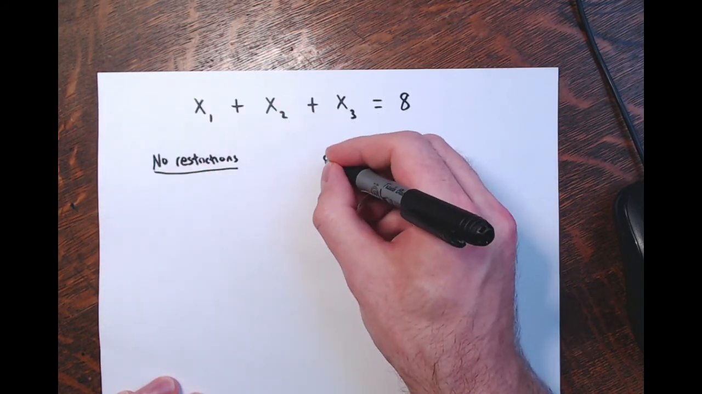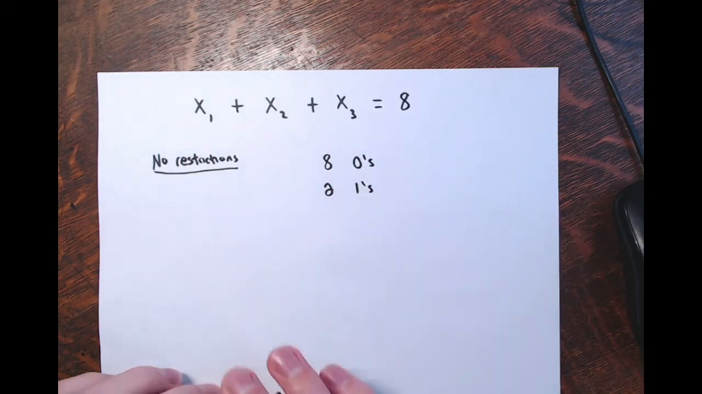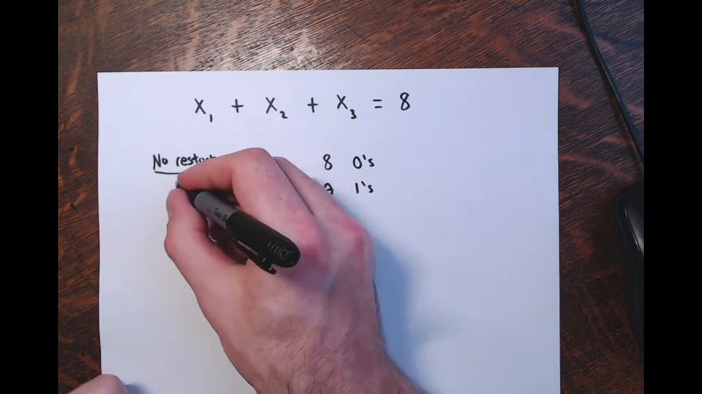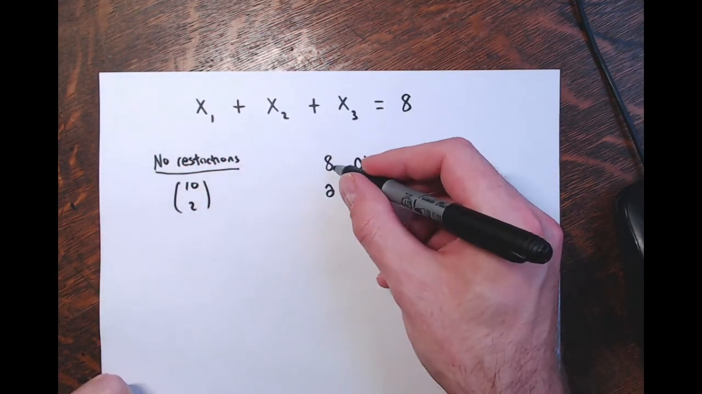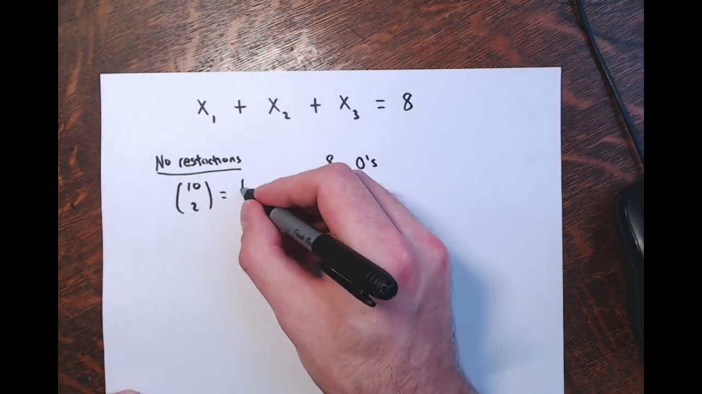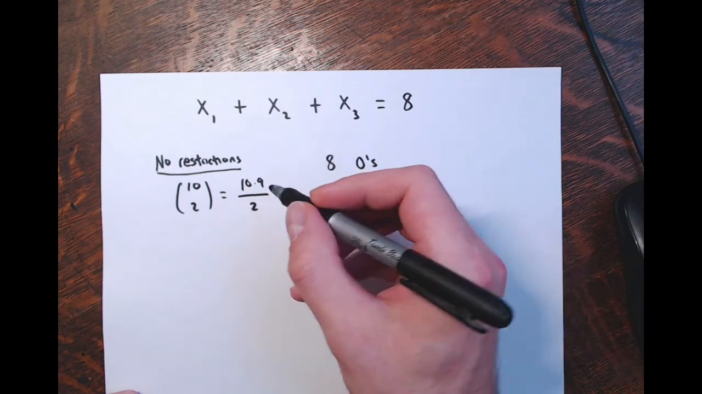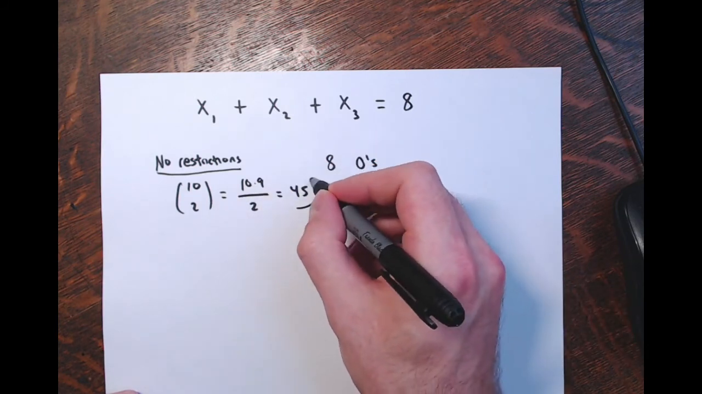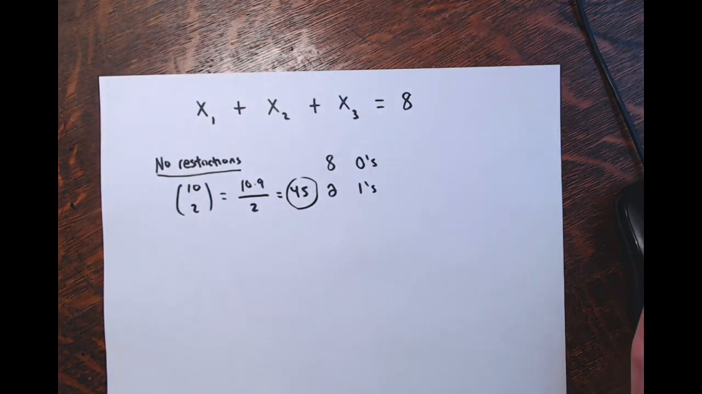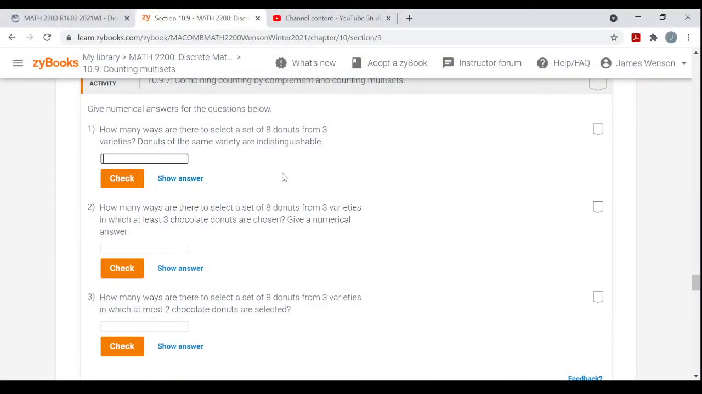So I'm just making bit strings with 8 zeros for the donuts and 2 ones to separate the 3 varieties. So that's 10 choose 2, right? It's a total of 10 bits, and I choose where the 2 ones go. Now this is simple enough. This is just 10 times 9, that's 10P2 divided by 2 factorial, so this would be 45. There'd be 45 different ways to collect 8 donuts from 3 different varieties with no restrictions. All right, 45, 10 choose 2.